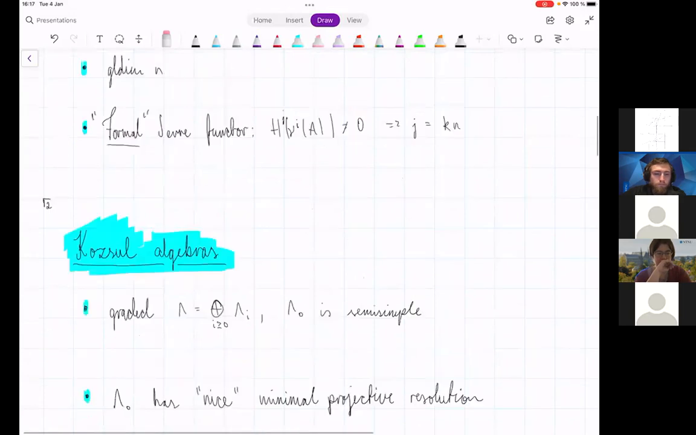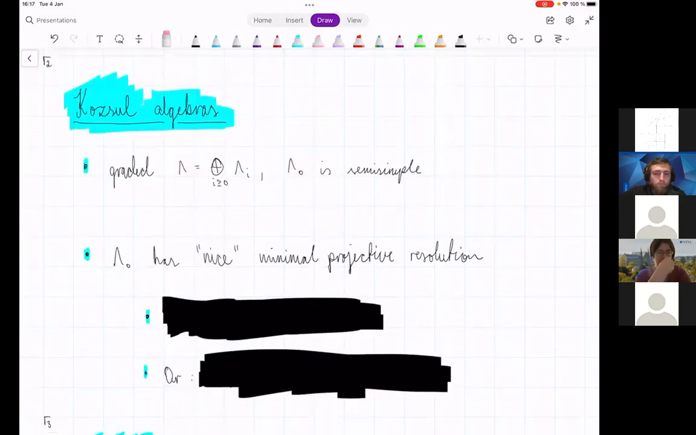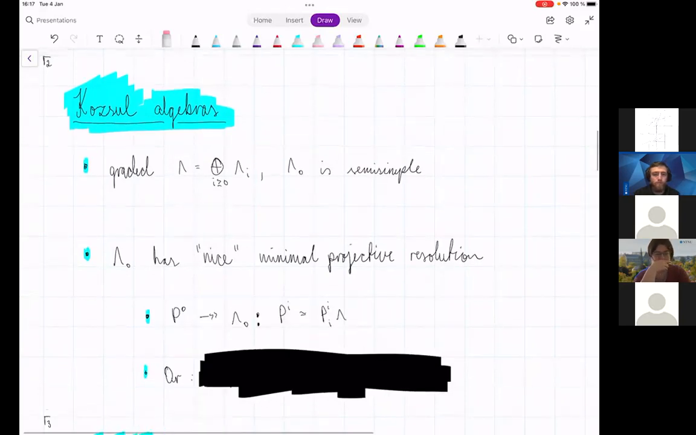So, getting to the other part of the title, we're going to recall briefly Koszul algebras, and then say how we generalize these to the higher Koszul algebras. Here we have some graded algebra, positively graded even, and having its degree 0 part being semisimple. Moreover, we require that the degree 0 part, considered as a module over the algebra, has a nice minimal projective resolution. Now, nice in what way? Well, it's going to be a graded resolution, and the ith projective in the resolution is going to be generated in internal degree i.